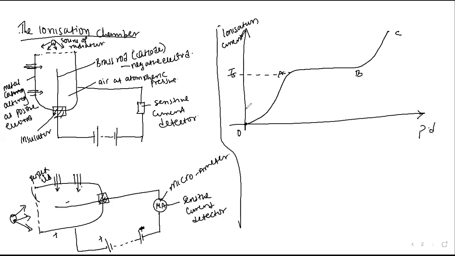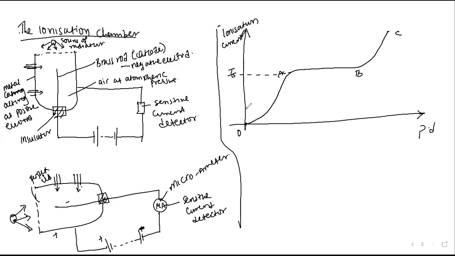And between A and B, the PD is going to be large enough as you go on increasing it. As it is large enough, all the ions are able to reach their respective electrodes. It's high enough to prevent any recombination, but it is not so high that it produces some secondary ionization. And this ionization current is said to have reached a value of IS.